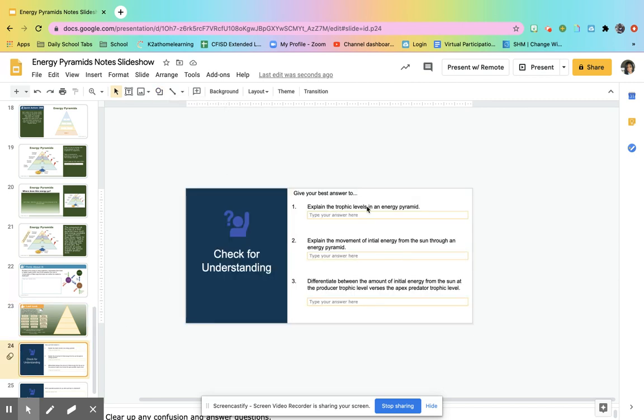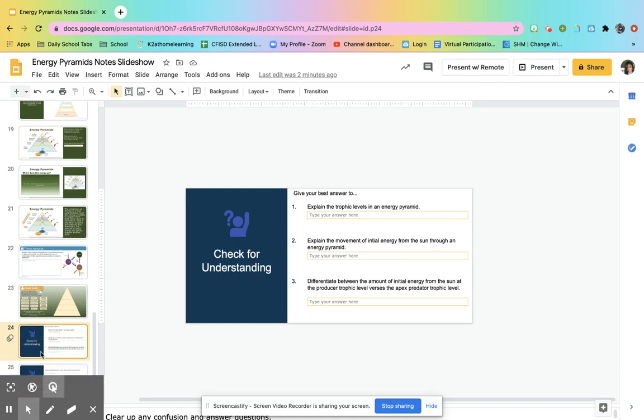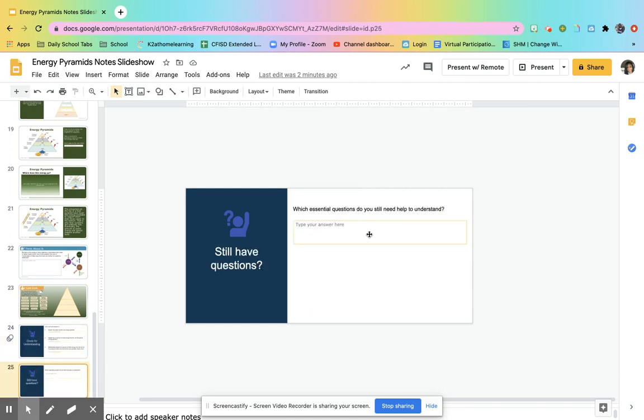Finally, explain the trophic levels in the energy pyramid. Explain the movement of the initial arrow from the sun through the energy pyramid, and then differentiate between the amount of initial energy from the sun at the producer trophic level versus the apex predator trophic level, okay? So tell me what the initial energy is from the producer part versus the apex predator's energy level. And then lastly, you're just answering the essential question and telling me if you understand everything or if you need any help. If you still have questions, let me know.